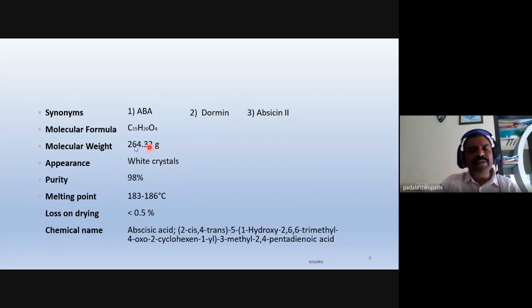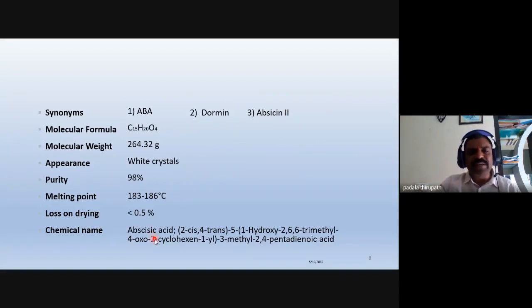The melting point of this abscisic acid is 180 to 183 degrees Celsius. So it is more than 100 degrees Celsius, nearby 200 degrees Celsius. And the loss on drying is not more than 0.5%. Along with the chemical formula and molecular formula, these are the synonyms of abscisic acid: ABA, dormin, and abscissin II.